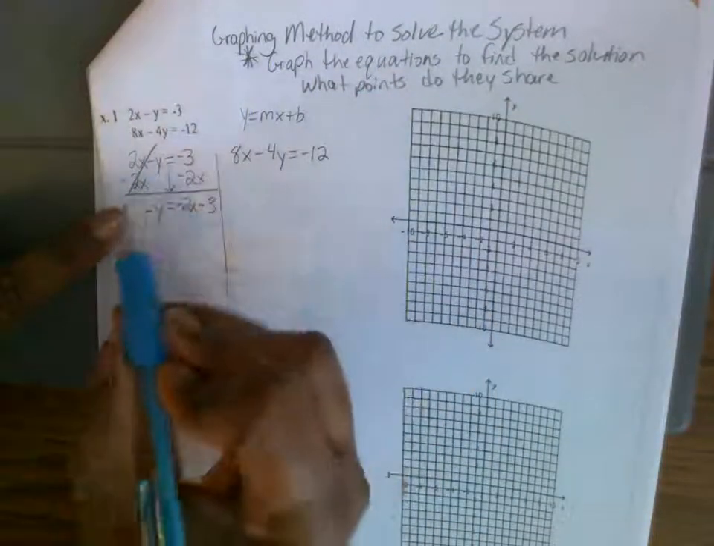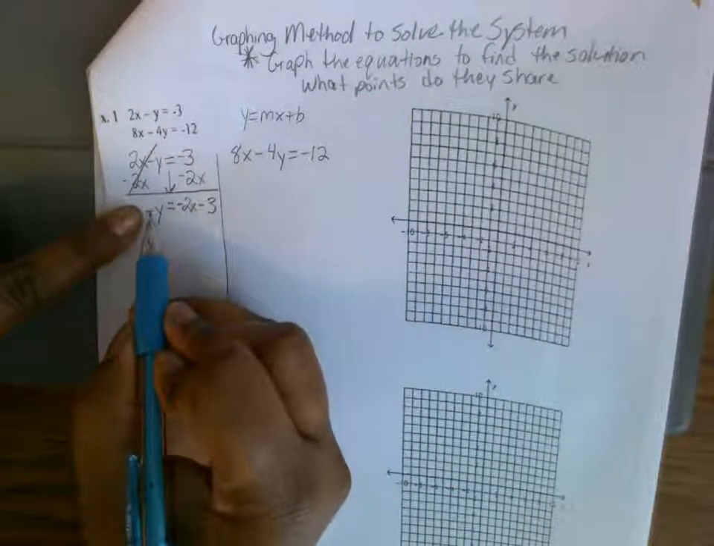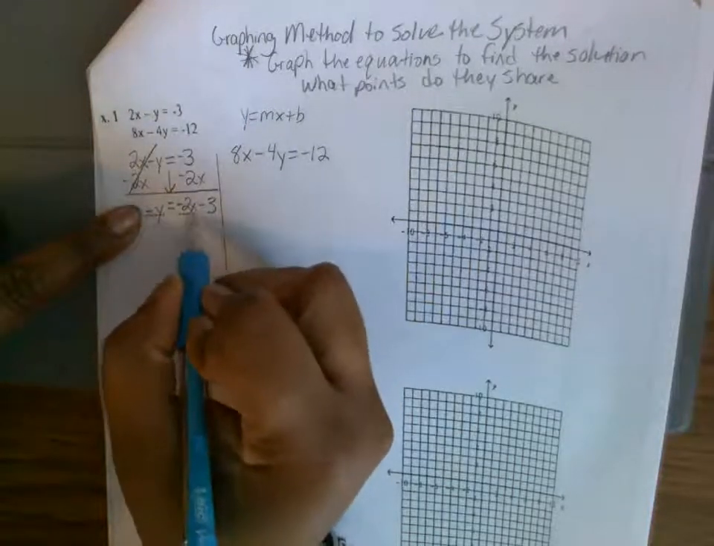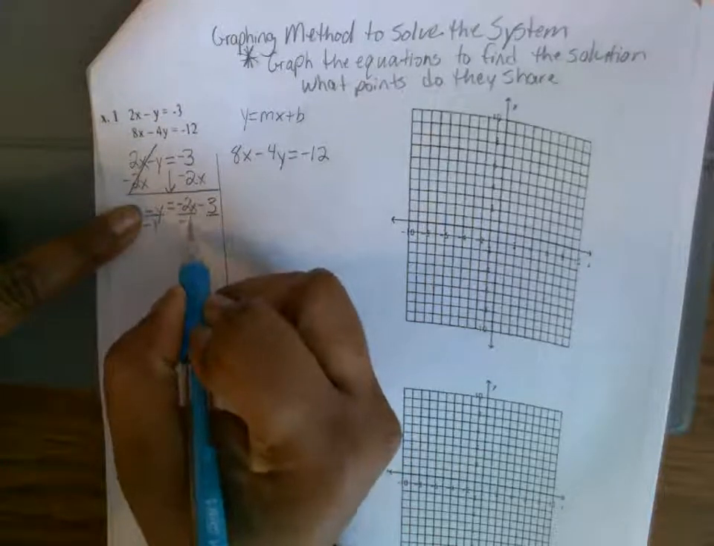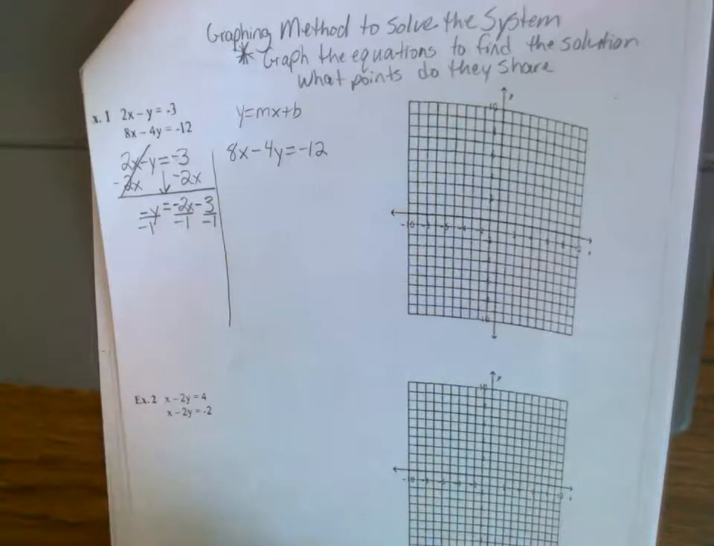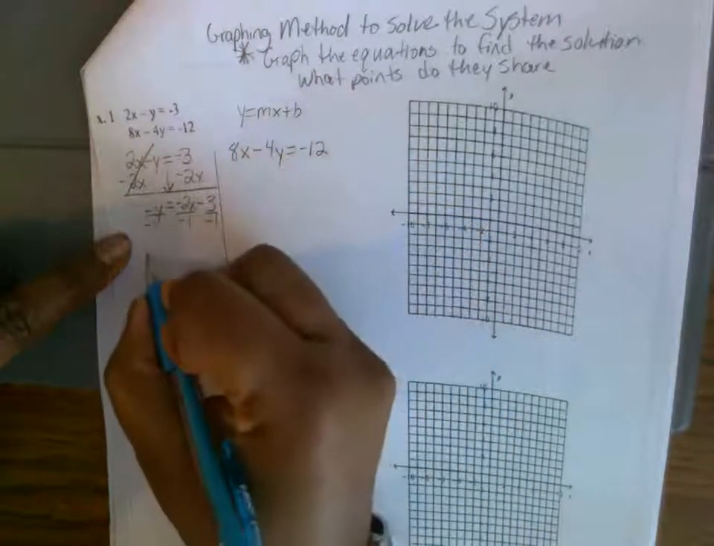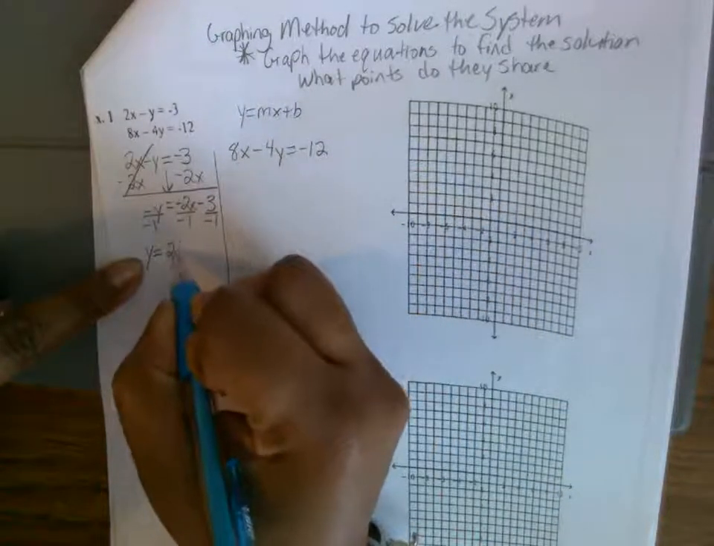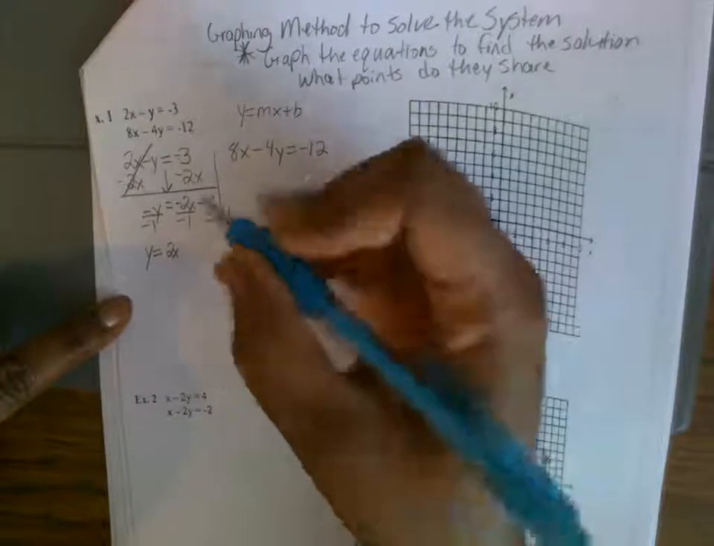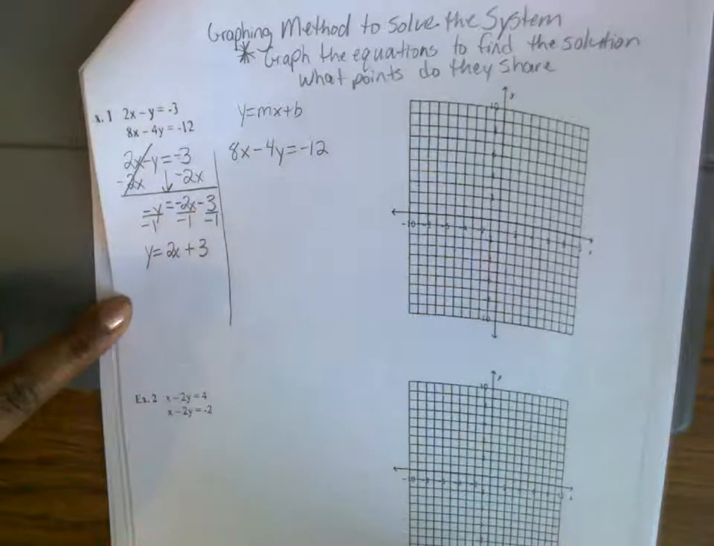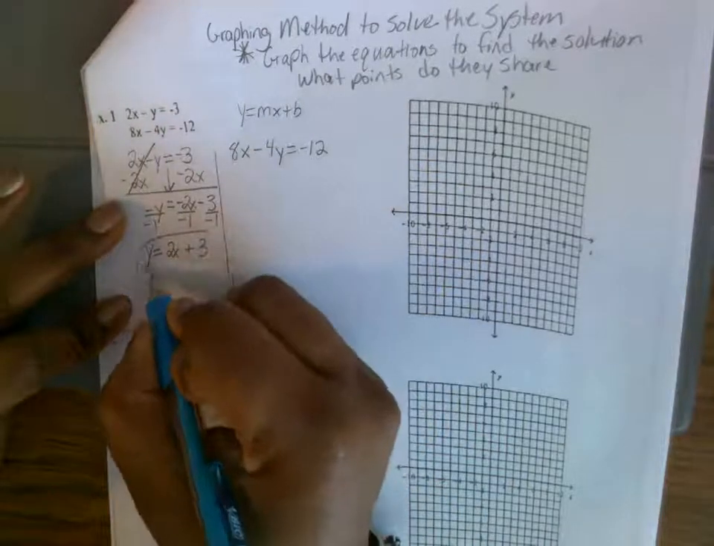To get y by itself, so it's in y equals mx plus b, you've got to get rid of this negative. So to get rid of this negative that's attached by multiplication, you're going to divide everything by negative 1. That's going to give you a negative divided by negative is a positive y. Negative divided by negative is going to give me positive 2x. Negative divided by negative is going to give me that positive 3 here. Okay, and I'm going to graph this equation, okay?